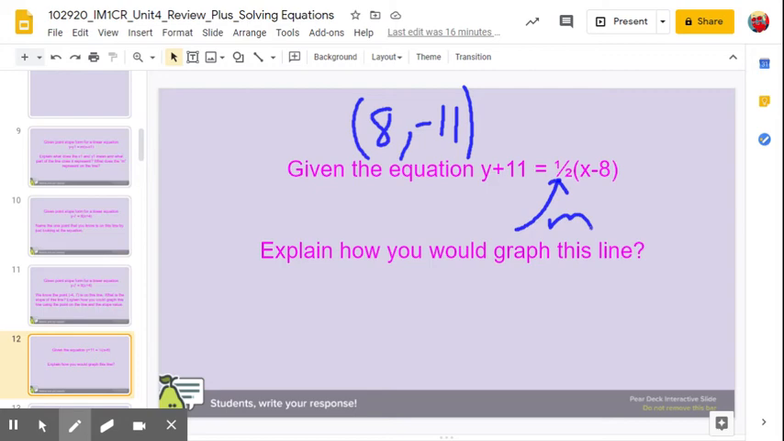I go up 1, right 2. Up 1, right 2. I just keep plotting a point. Up 1, right 2, point. Oh, I ran out of space. I could go the other way as well. I could go back to that point 8, negative 11. I could go down 1, left 2. Down 1, left 2. And just keep putting a point each time and then graph the line.